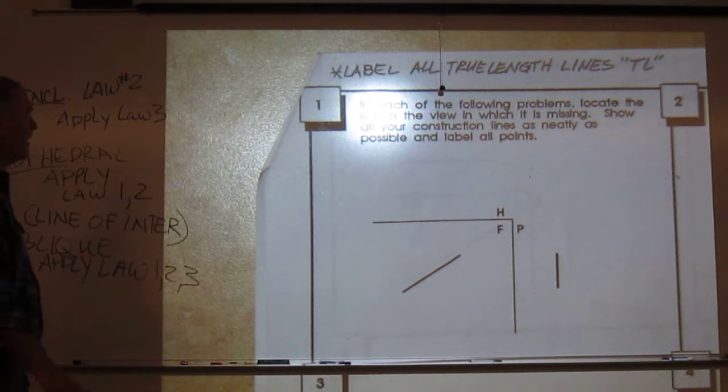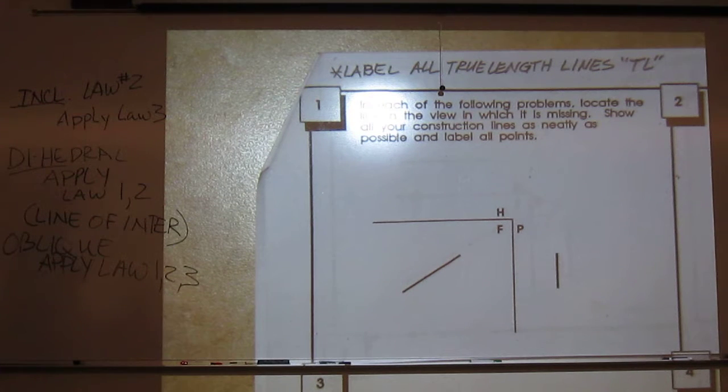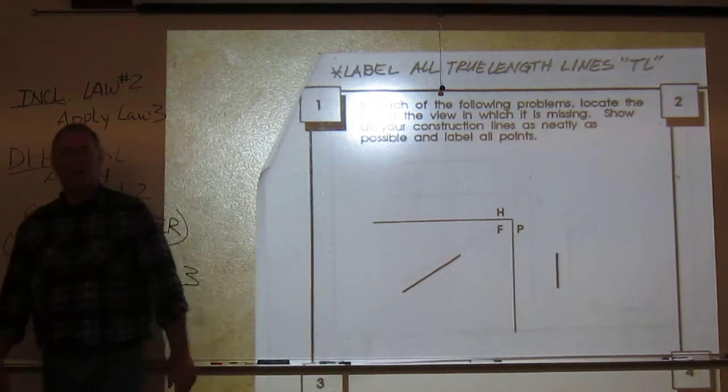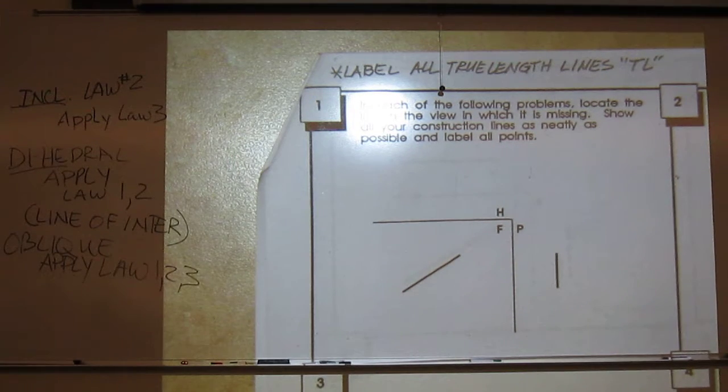The lines. In each of the following problems, locate the line in the view in which it is missing. Show all of your construction lines as neatly as possible, and label all points. So we're projecting into the missing view. I did add one thing: I would like you to label all true length lines, so you recognize when they occur. So first, let's go and do the projection.